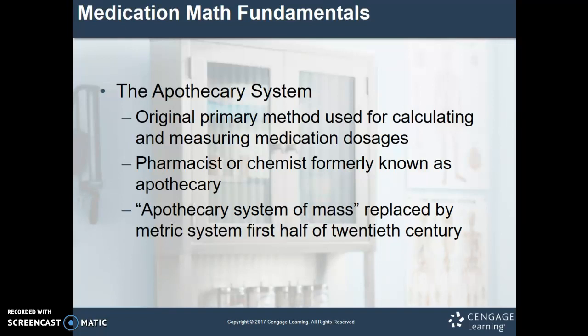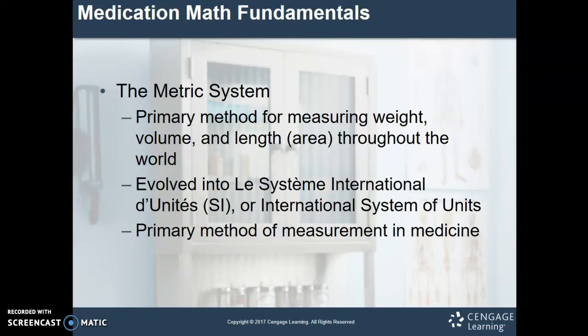The old way was the apothecary system. This is sort of the historic form of pharmacy. And it was replaced by the metric system in the first half of the 20th century. The metric system is a primary method for measuring weight, volume, and length throughout the world. It evolved into le Système International, or international system of units, basically. And it's the primary method of measurement in medicine.